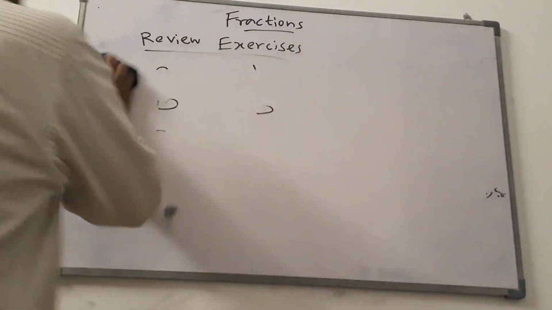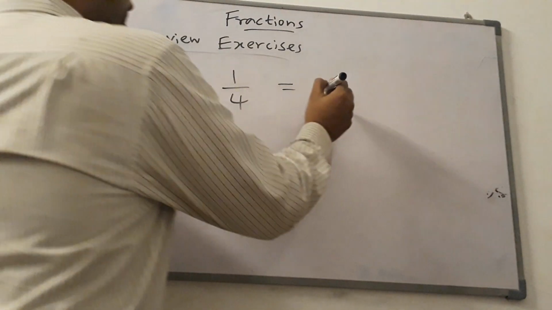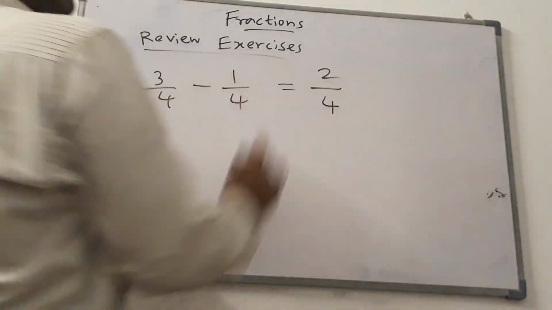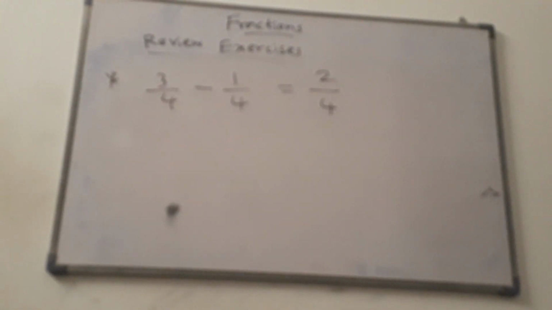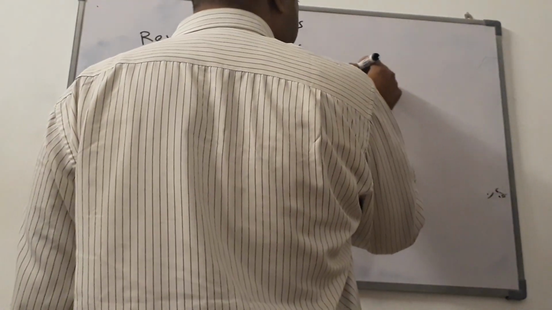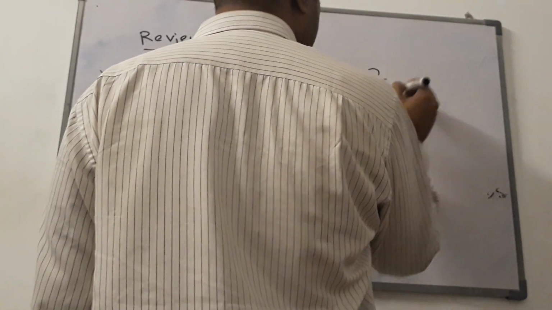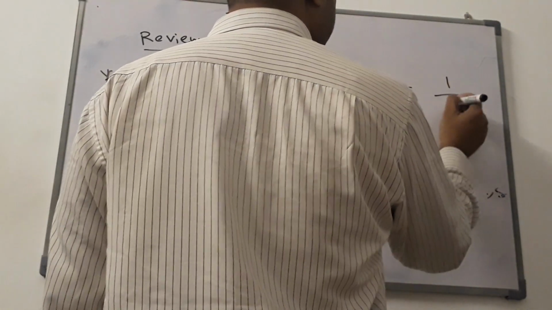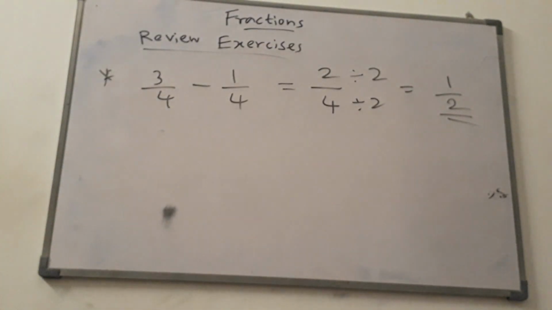Okay. What if a sum like this: 3/4 minus 1/4. We get an answer there as well, 2 over 4. But this is not the final answer. I think we can divide both by 2 to get the lowest term. When we divide both by 2, 2 divided by 2 means 1, 4 divided by 2 means 2. So half is the answer.